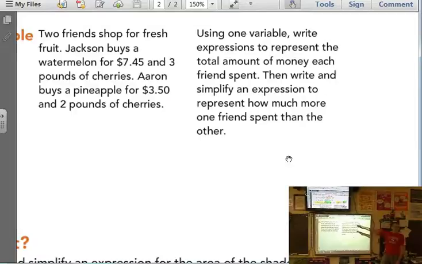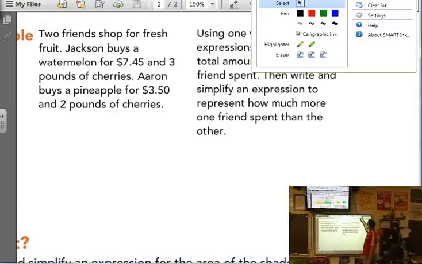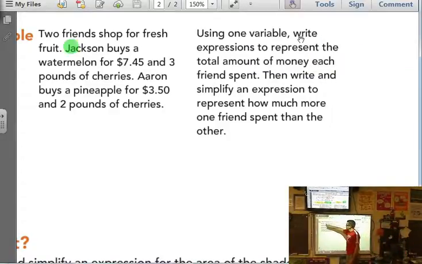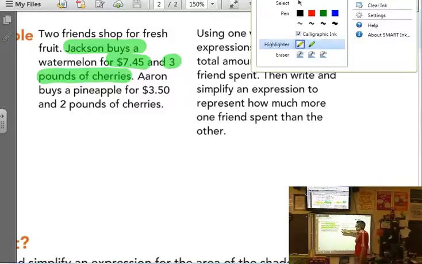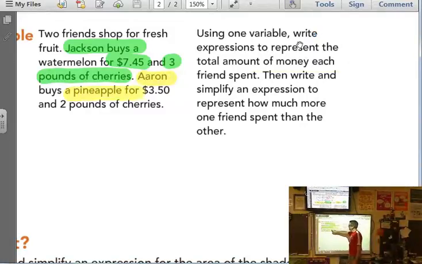So, see if you can set this up with an expression. Two friends shop for fresh fruit. Jackson buys a watermelon for $7.45 and 3 pounds of cherries. We don't know what the cherries cost, but that's what Jackson buys. Aaron buys a pineapple for $3.50 and 2 pounds of cherries. So set up each of them as their own expression. Then we're going to try to combine the expressions.